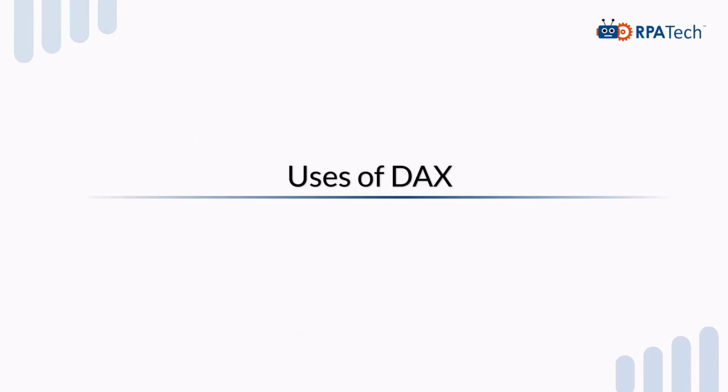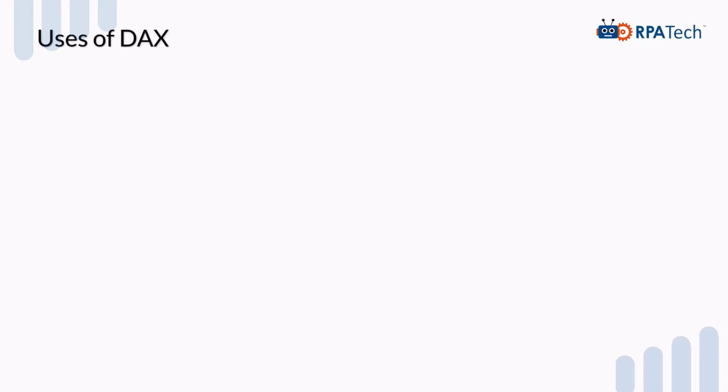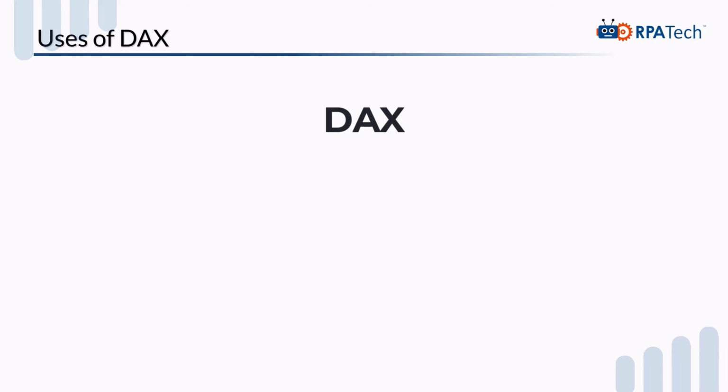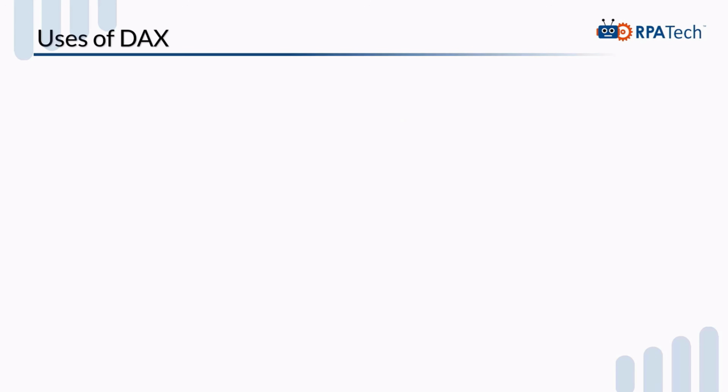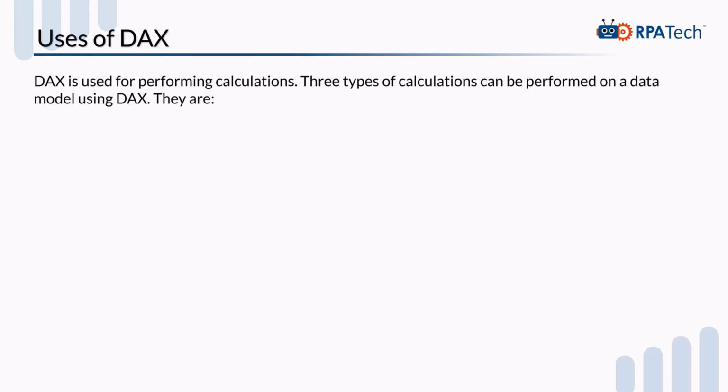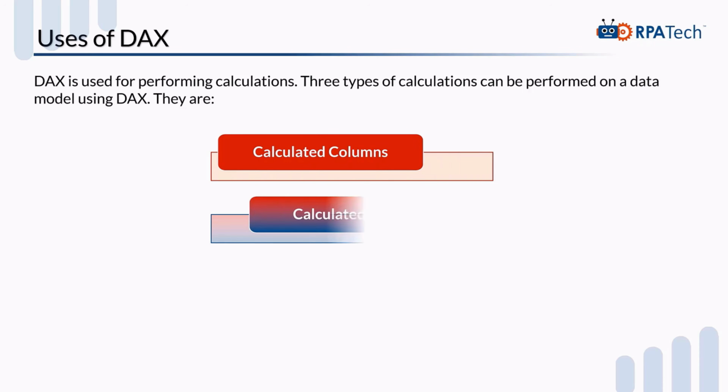Now let's learn about the various uses of DAX in Power BI. Coming so far in this lecture, you must have understood that DAX is used for performing calculations. You can perform three types of calculations on a data model using DAX, which are calculated columns, calculated tables, and measures.